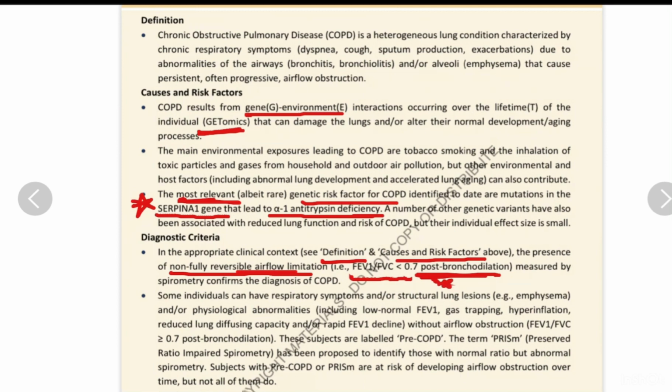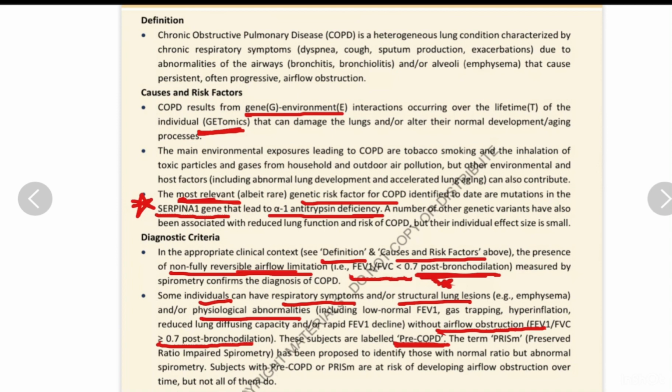They are telling that some individuals can have respiratory symptoms, structural lung disease and physiological abnormalities without airflow obstruction. Symptoms could be present, but there is no airflow obstruction, meaning FEV1 upon FVC post bronchodilator is equal to or more than 0.7. Then we will call it pre-COPD. Very, very important. So what is pre-COPD? Pre-COPD is when the ratio of FEV1 upon FVC is normal and symptoms are there.